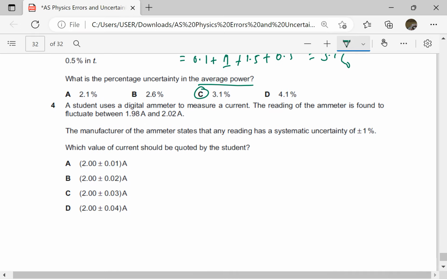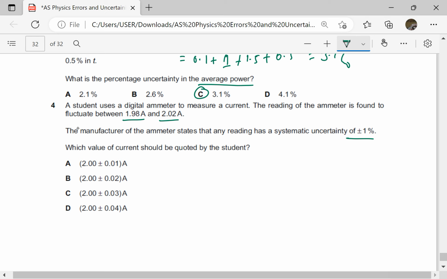Last but not least, a student uses a digital ammeter to measure a current. The reading of the ammeter is found to fluctuate between 1.98 and 2.02 amperes. The manufacturer of the ammeter states that any reading has a systematic error of plus or minus 1%. Which value of current should be quoted by the student?